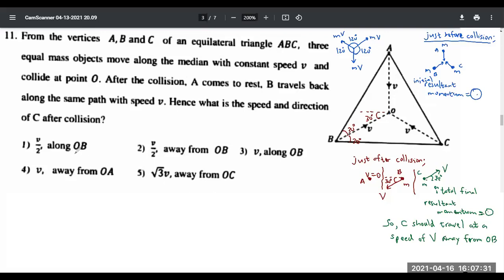Let's see. V by 2 is wrong. Final velocity must be V. Root 3 V is also wrong. V along OB is wrong. V away from OA is also wrong. It should have been V away from OB. Therefore, all the answers are wrong. So in the scheme, they had given all as the answer, so you'll get a free mark for this question. Okay, none of them is the answer. And if you want to know the correct answer, this is the correct answer. I have marked it here.